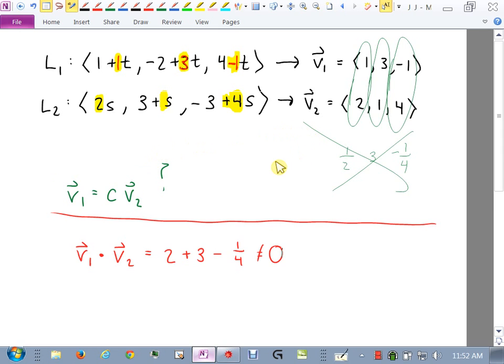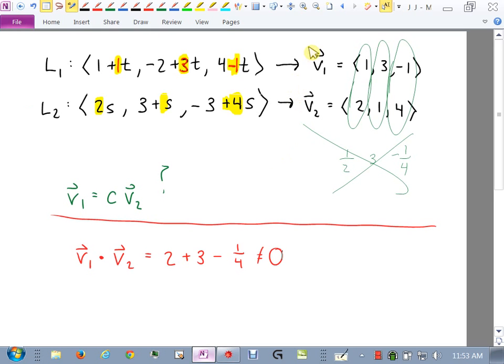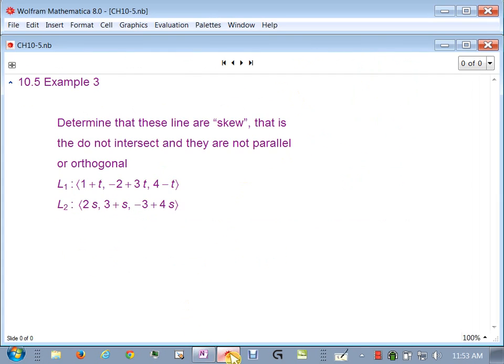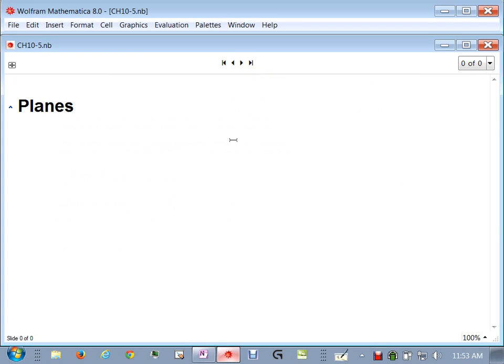That's right. If the cross product is the 0 vector, then they're parallel. All right. That's the easy part, lines. Now planes.